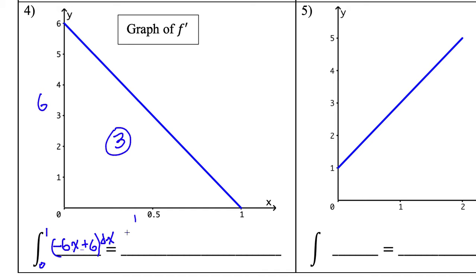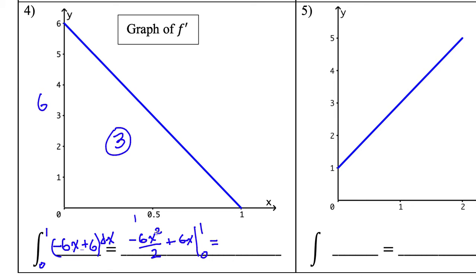Taking the antiderivative of that is kind of a little bit painful, but you can do it. It's going to be negative 6x squared divided by 2 plus 6x, evaluation bar between 0 and 1. When I plug in 0, everything is going to be 0, so I don't have to worry about that. I just have to plug in 1.